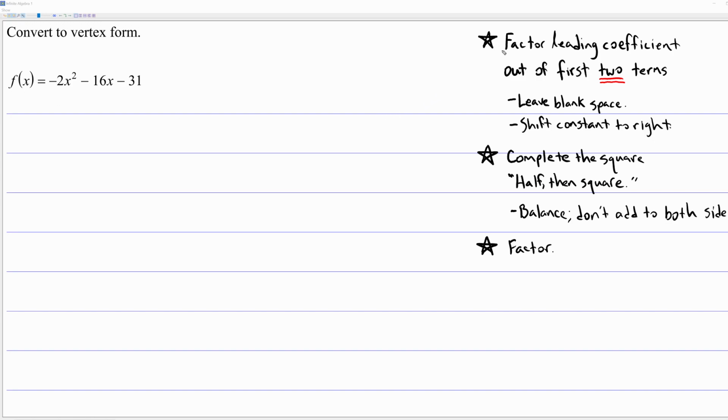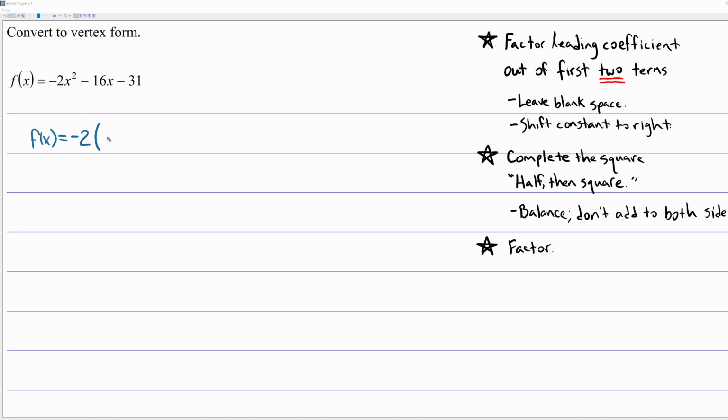So now step 1 applies. It says factor the leading coefficient out of the first two terms. And notice 2 is underlined in red. There's a reason for that. The most common mistake that happens when converting to vertex form is dealing with this leading coefficient. So we have our function f of x equals. The leading coefficient is negative 2. So I factor that out of the first two terms. If you're solving an equation by completing the square, you would divide both sides by negative 2. But remember, we're not doing anything on the left-hand side for various reasons. So I'm just going to factor out the negative 2.